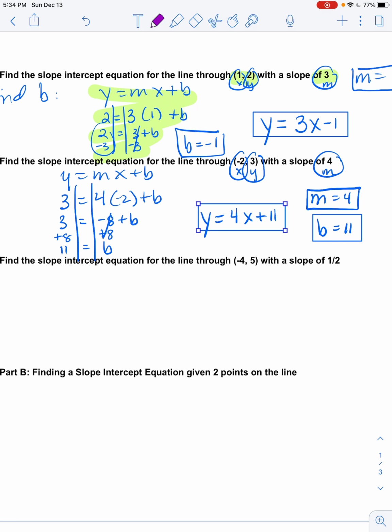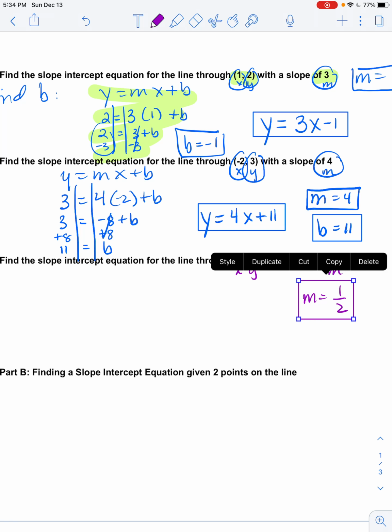Find the slope-intercept equation through this x, this y, with a slope of 1/2. So we're not going to panic. We're just going to write down a fraction. That's not a big deal with slope because it just means I would go up 1 over 2, up 1 over 2. So fractions really aren't that problematic. I have to find b. I'm going to find it the same exact way.